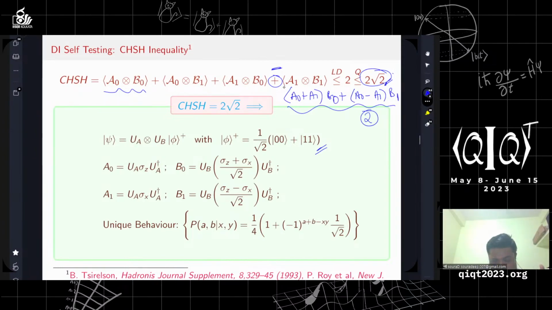That means Alice and Bob's measurements must form the MUB, mutually unbiased bases. And this conclusion is up to local isometry. That means we don't know whether the maximally entangled state is in this form, this 5+ form, or maybe the other maximally entangled state form. Let's say, for example, another state is like that.